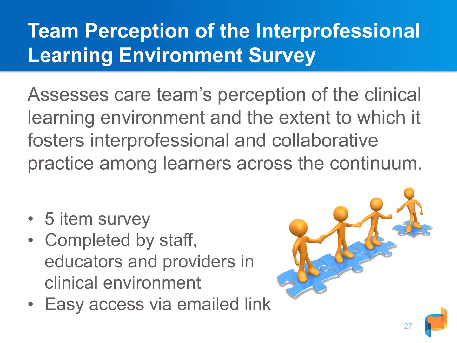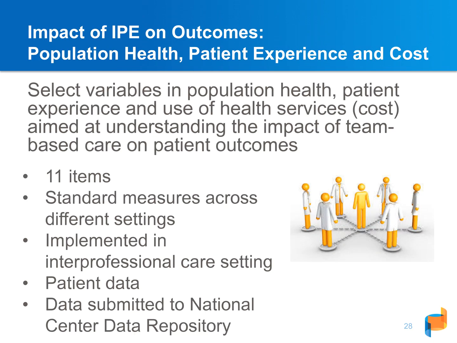Now, the final piece of the right side of the diagram that Connie had mentioned earlier actually concerns the IPE outcomes variables, and these focus principally on the triple aim. The triple aim elements that we're looking at have to do with population health, patient experience, and cost. And so the current version, the version right now, is that we're looking at 11 items.